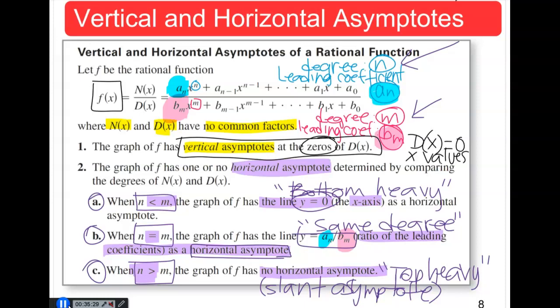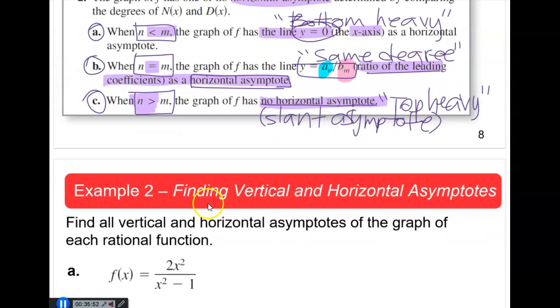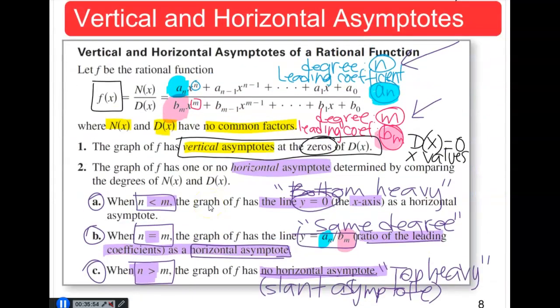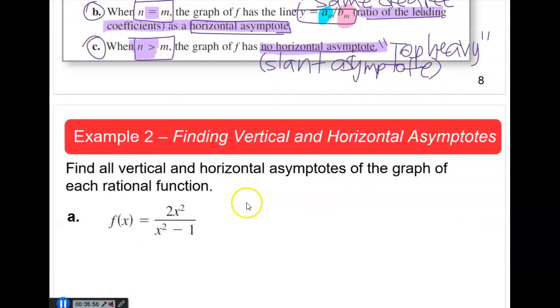So bottom heavy, y equals 0 by default, unless there's like a vertical shift. And then the ratio of the leading coefficients when they have the same degree, and then when they're top heavy, no horizontal asymptote. So make sure you do have this handy when you take your exam 2. Okay. And yes, it should go on your formula sheet.